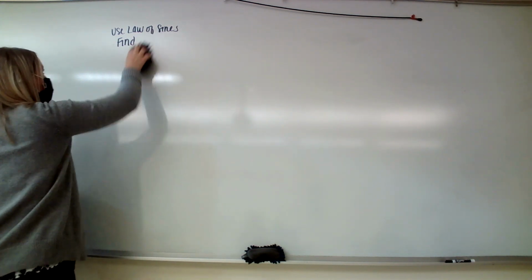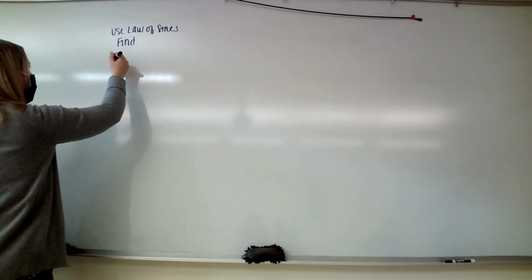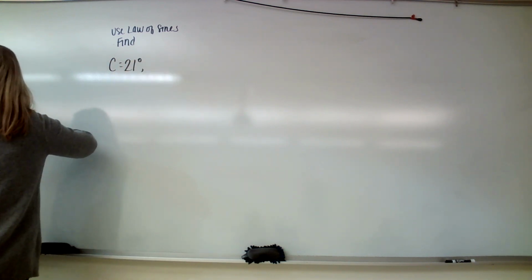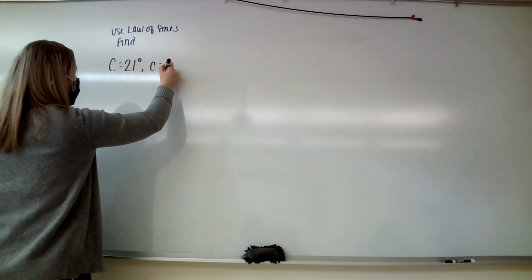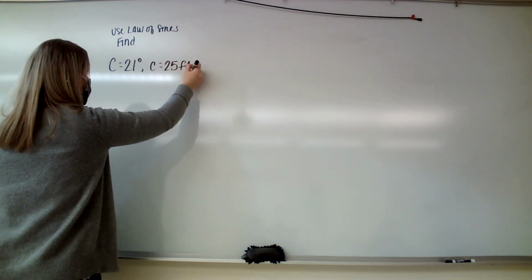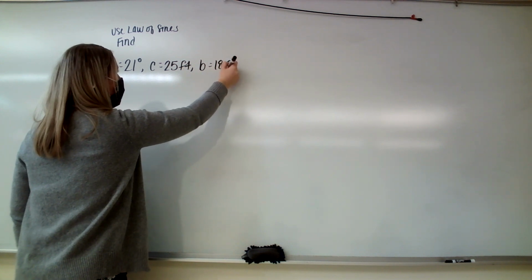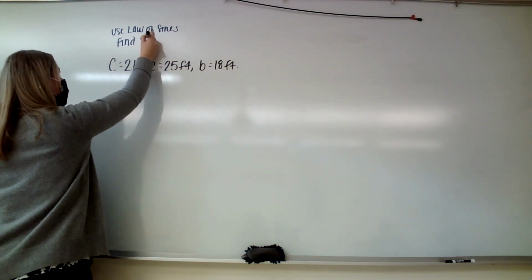I'm gonna change the angle. What do I need? So I have angle C is 21 degrees. Side C is 25 feet. And the side B is 18 feet. And I'm going to say, try to find angle B.